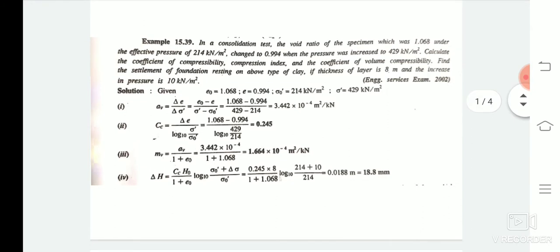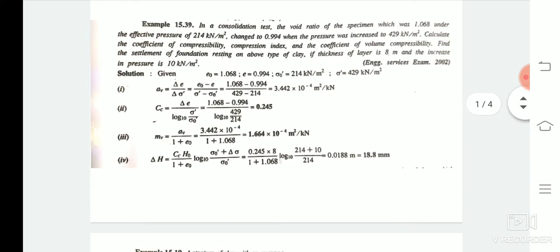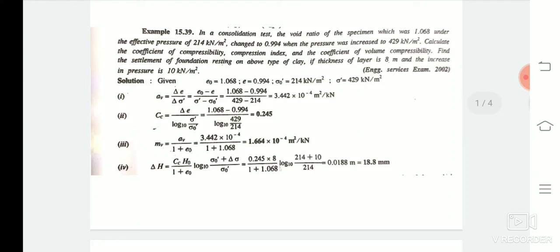And last of all, what have they asked for? They have asked for the settlement of the foundation, that is, the consolidation settlement of the soil when the thickness of the layer is 8 meter and the increase in pressure is 10 kN per meter square. So let us substitute into the formula for settlement, that is, delta H equals Cc into H naught divided by 1 plus e naught, log base 10 of sigma naught dash plus delta sigma divided by sigma naught dash, and the value of Cc we obtained previously as 0.245.